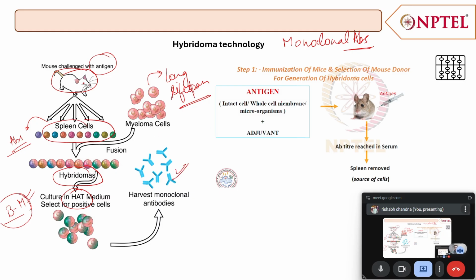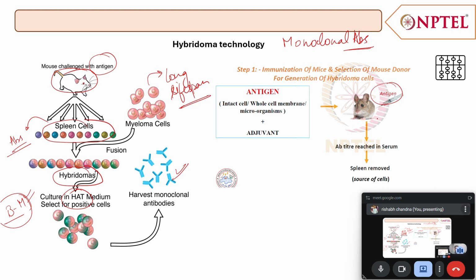Okay, so now the first step is we'll immunize the mice with the antigen and select the mouse donors, so that we'll have an antibody titer in the serum. Okay, first we'll immunize this mouse with the antigen, and then we'll see whether the antibody is being produced or not in the serum.